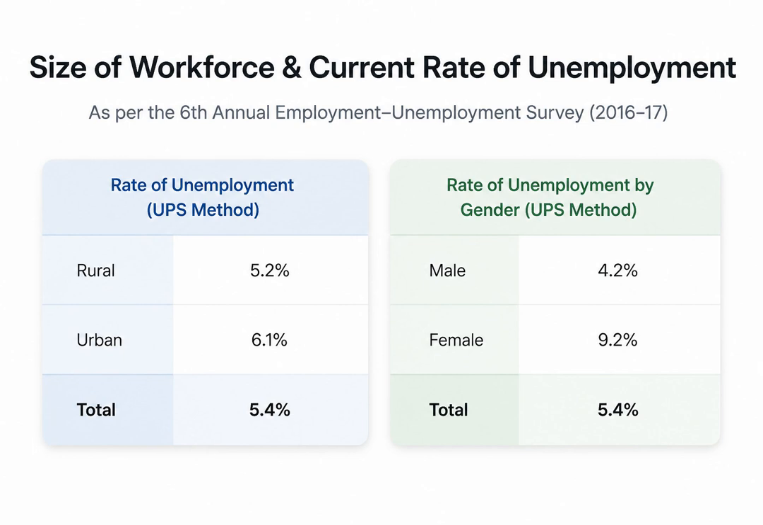Let's look at the actual numbers. According to the 6th Annual Employment-Unemployment Survey for 2016-17, using the usual principal status method, India's total unemployment rate was 5.4%. Notice the divide. Urban unemployment at 6.1% was higher than rural at 5.2%. But the most striking gap is gender. Male unemployment was 4.2%, while female unemployment was more than double at 9.2%.